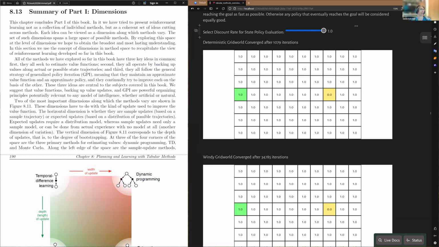So if you set gamma less than 1, then the greater the number of steps you expect to take before reaching the goal, the more it will take the reward of 1 and multiply it by gamma to the n power, where n is the number of steps until you reach the goal. So if you're starting close to the goal, that should probably have the fewest expected steps to reach the goal.